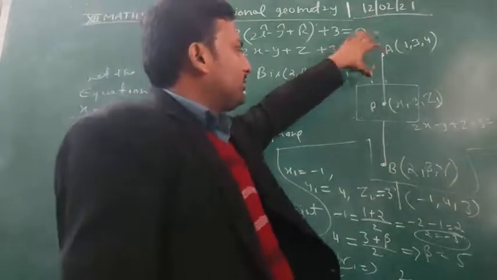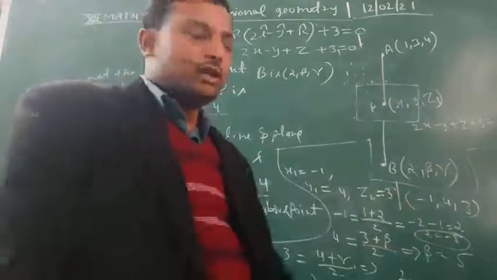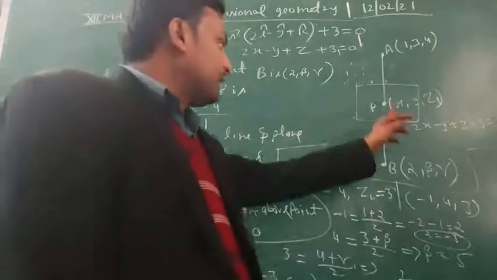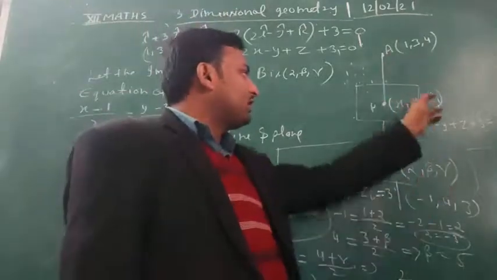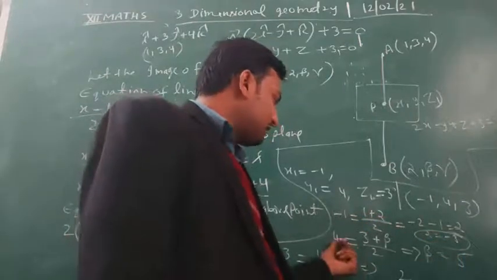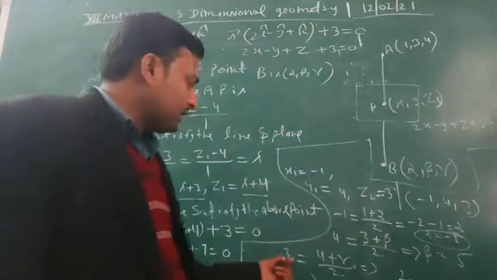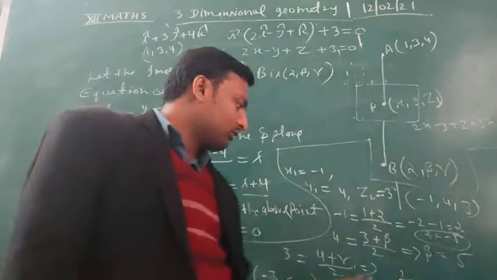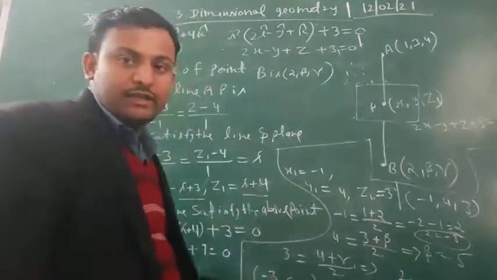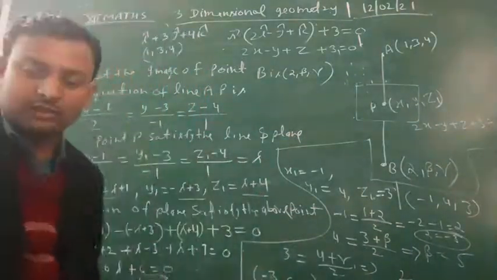Because the distance from the mirror to the object and the image are the same, that point will be the midpoint. So we use the midpoint formula, that is (x1 plus x2) upon 2. Here we write minus 1 is (1 plus alpha) by 2, so alpha is minus 3. And 4 is equal to (3 plus beta) by 2, so beta is 5. And 3 is (4 plus lambda) by 2, so our gamma is 2. So in this way, the coordinate of the image is minus 3, 5, 2. Okay, students, I hope you understand.